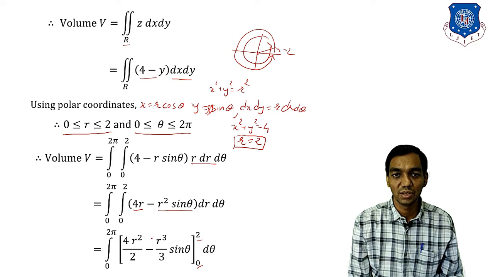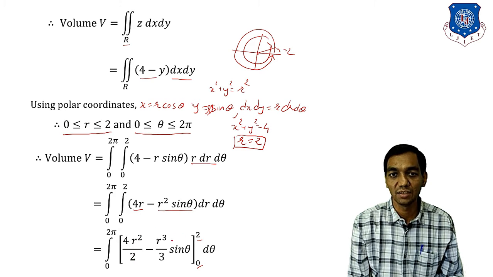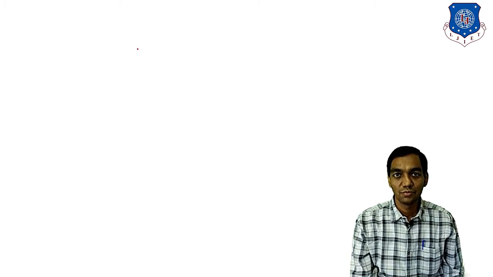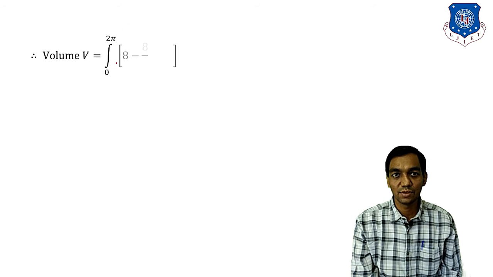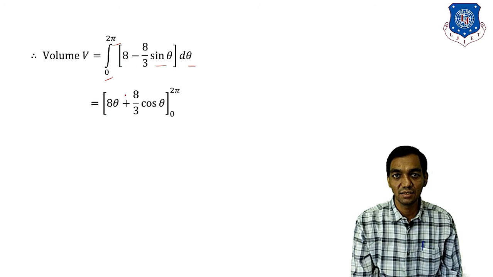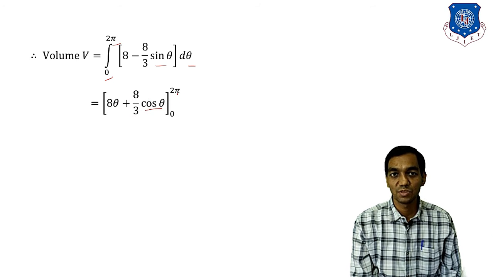Now first put the limit. So 2 square is 4, 4 into 4 is 16 by 2, that will be 8 minus 8 by 3 sine theta. And if you are going to put 0, then both terms are going to be 0. So we have the integration, V is equal to integration from 0 to 2 pi, of 8 minus 8 by 3 sine theta d theta. Integration of 8 is 8 theta and integration of sine is minus cos. So you will have plus 8 by 3 cos theta. Now limit is from 0 to 2 pi.